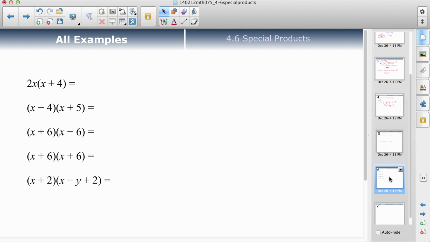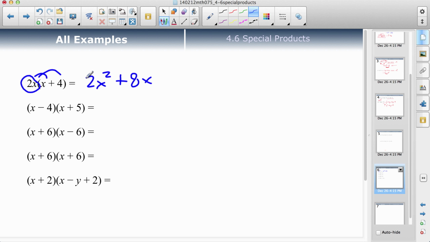Okay, the last slide I wanted to look at is just putting all these products together. So if you see something like this, it's a monomial multiplied by a binomial, then you use the distributive property. So this would be 2x squared plus 8x. If you see a binomial times another binomial, you need to do that whole first, outer, inner, last thing. With this one, you can still do the same thing, but if you recognize it as a sum and difference, you could just write x squared minus 36 if you wanted to. But typically, I like to multiply it out and see what I come up with.